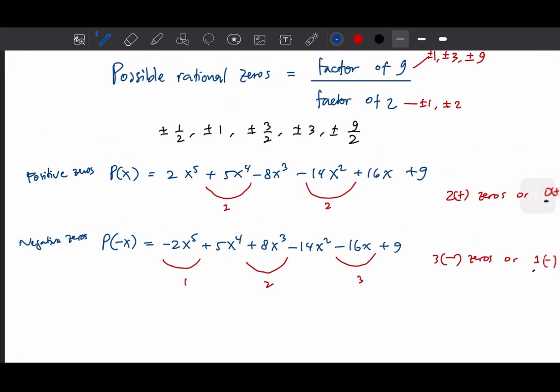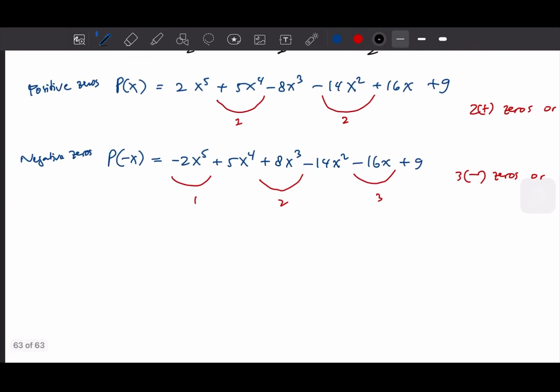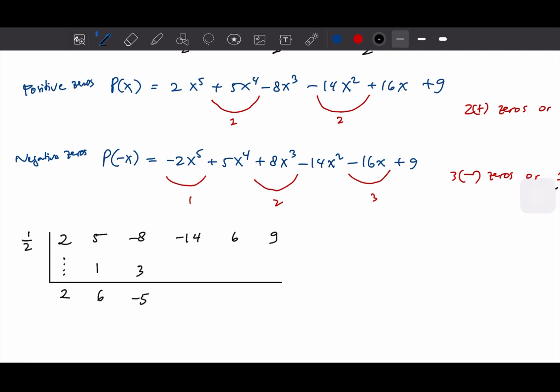So for positive zeros, it could have two positive zeros or nothing. So we could check the positive numbers using synthetic division. Let's use 2, 5, negative 8, negative 14, 6, 9. Let's divide with 1 over 2. So this will start with 2. We have 1. We have 3. And we have negative 5 over 2. It's not getting a really good number.